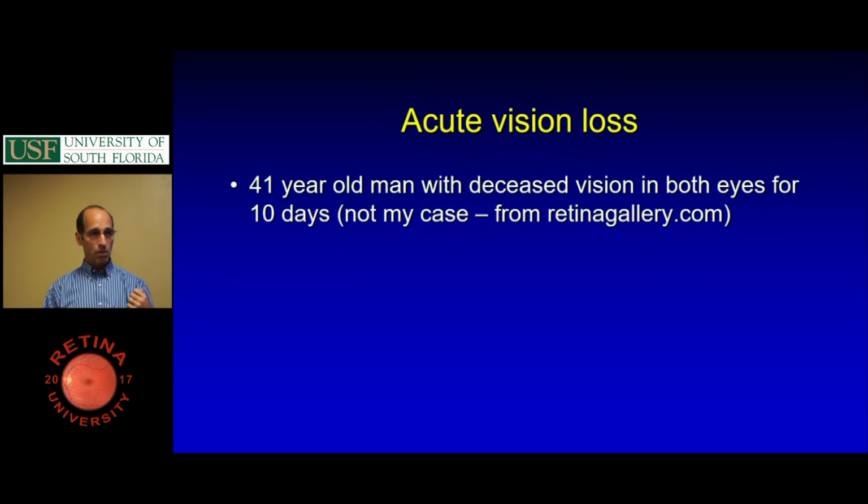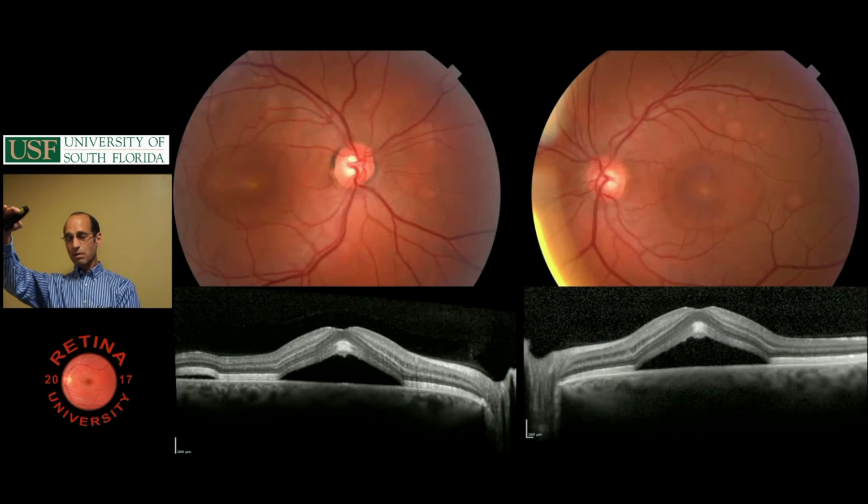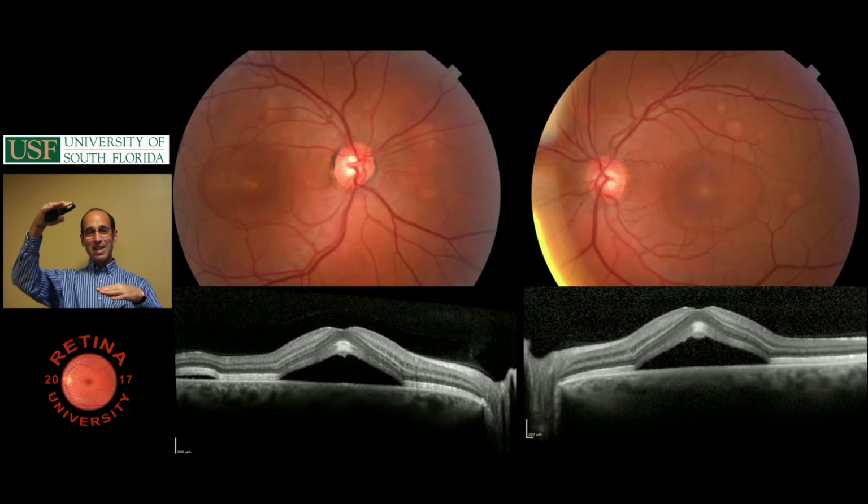So this is a 41-year-old who had acute decreased vision for 10 days. This is not my case, it's from the website. So what I'm trying to do here is show you causes of, just to step back for a second, different categories of subretinal fluid, and then one or two cases in each category. So you get a picture that it's not all wet macular degeneration, it's not all central serous, and you usually can find the diagnosis.